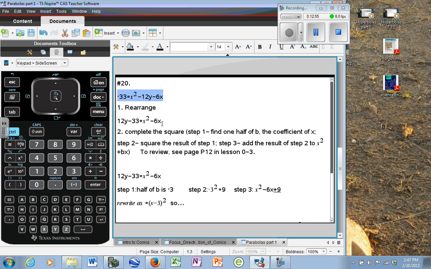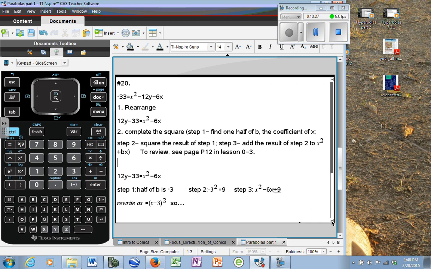I have to complete the square with this side. So I have to find half of b, which is negative 6, and then I'm going to square that, and that's what I add to both sides. Then I change the form. So here we go. Down here, step 1, half of b is negative 3. If I square negative 3, I get 9. So that side would be, if I'm going to complete the square and write it in the x minus 3 squared form, x squared minus 6x plus 9.